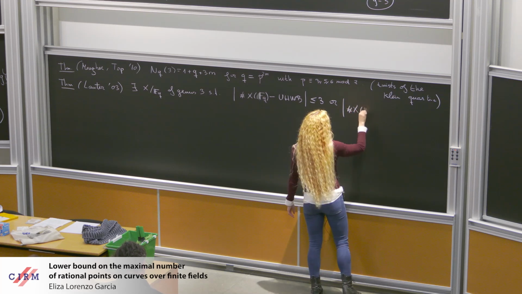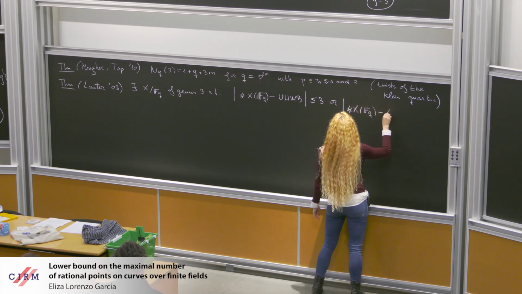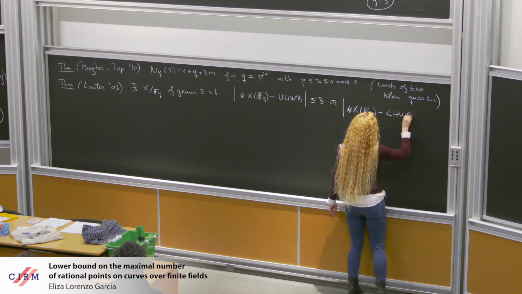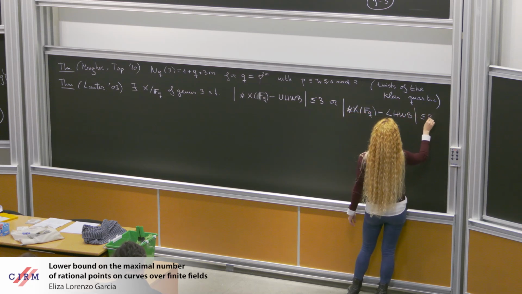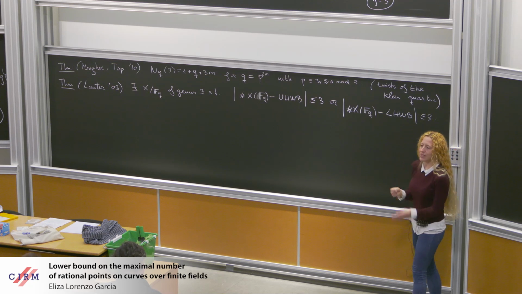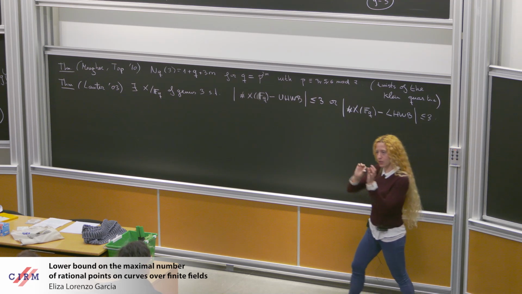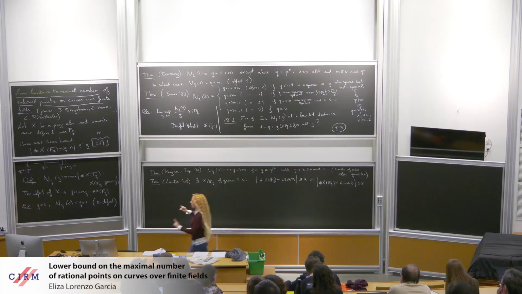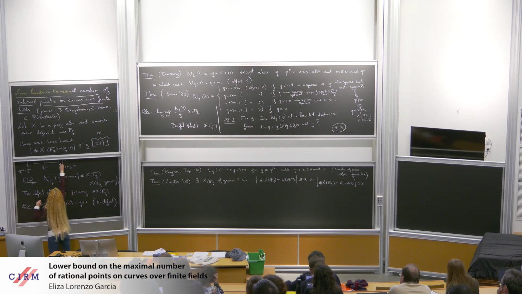the number of points minus the lower Hasse-Weil bound, and I explain what I mean by this, is smaller or equal than 3. So basically what I'm saying is that the number of points of this curve is very close to one of the extremes of the interval. Very close to here or here, by 3. But we cannot say if we are at the maximum or at the minimum. What is the problem here?